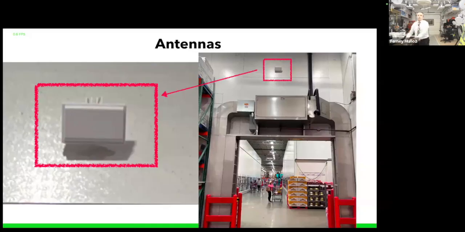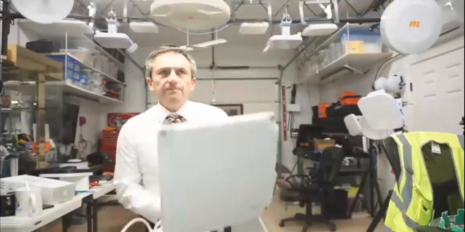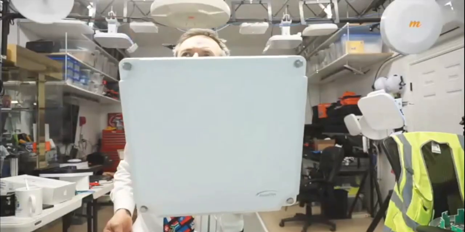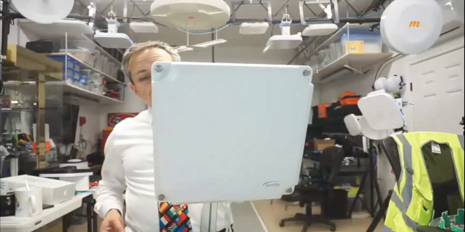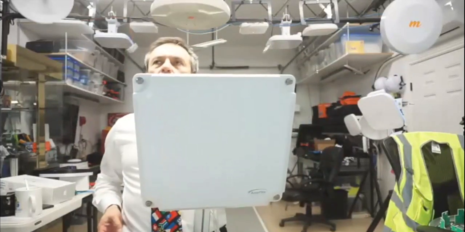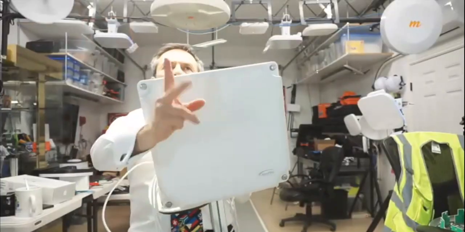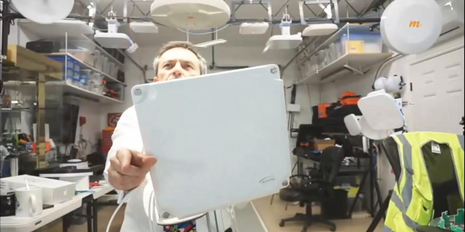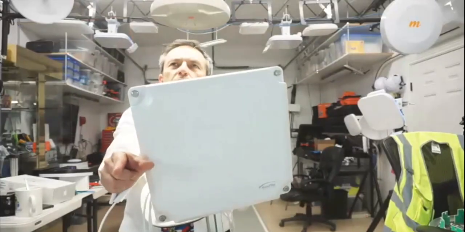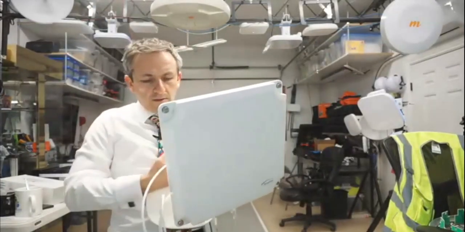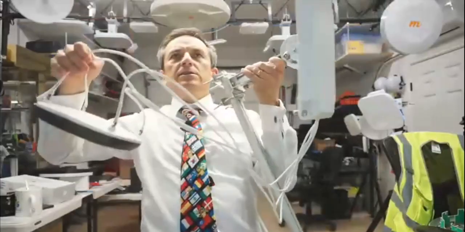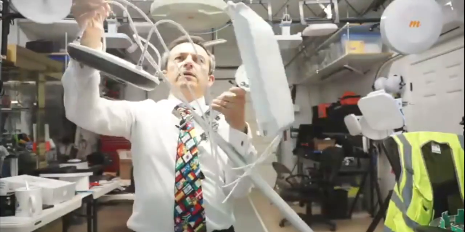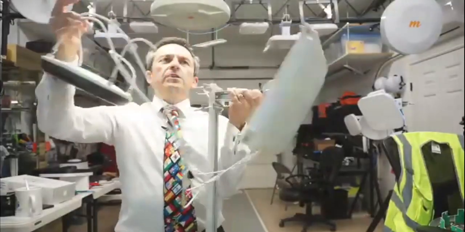I'll stop sharing for a second. See this guy? This is a warehouse antenna. It's like 120 degrees vertical by 15 degrees horizontal. So 120 degrees here and only 15 degrees horizontal. Put it in a warehouse, it lights up a whole aisle. Here's the access point, connectors, cables, and antenna. This is an external antenna. You have the access point, then you can direct this in whatever direction you need it to cover.